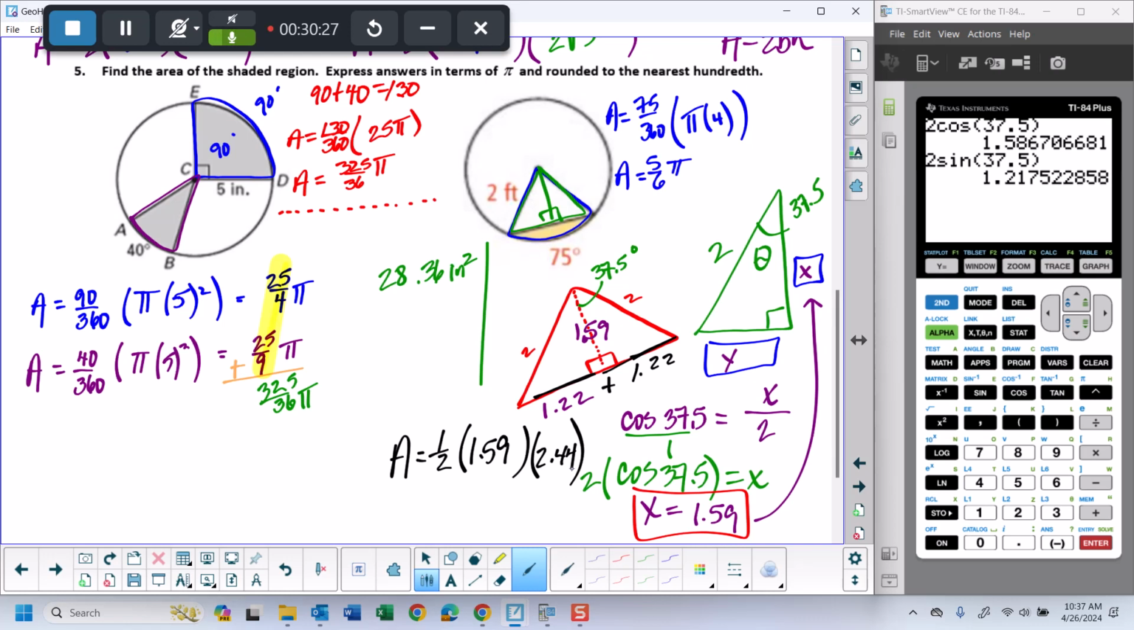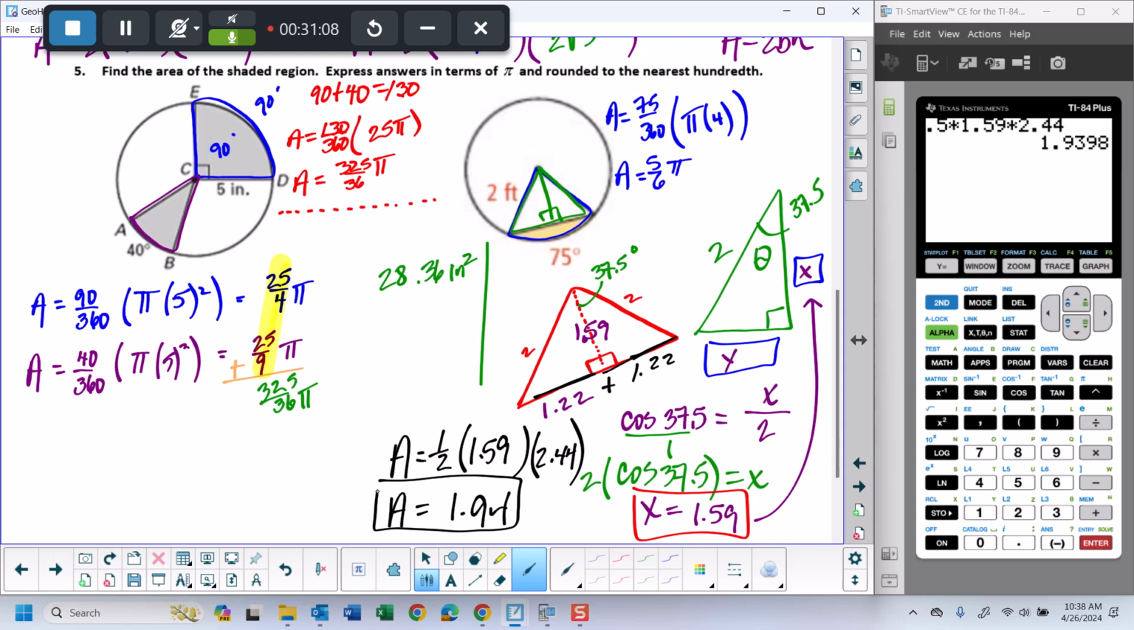All right, let's do it. Clear the calculator out. I have 1/2 times my base, 2.44, times my height, 1.59. There I have the area of what? What is that the area of? The triangle. Is that what the problem's asking me? No. What is it asking me? The area of that segment.